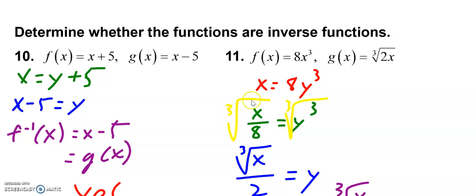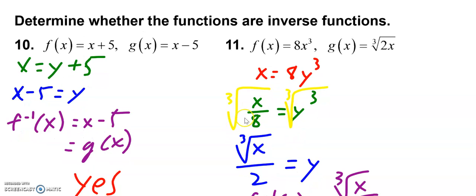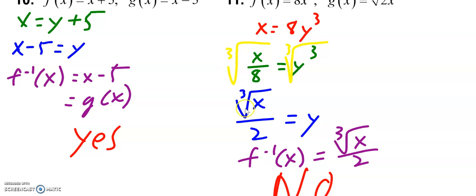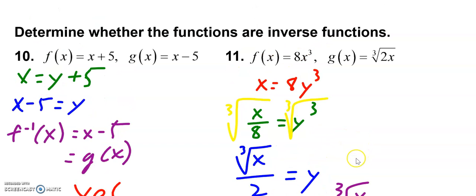How do I get rid of a cube? I do the cube root. And we have learned that if I have the cube or any root of a fraction, I can do the root of the numerator and denominator separately. Conveniently, the cube root of 8 is 2, so that's why there's no more root in the denominator, and there's only a cube root of x in the numerator. So the cube root of x over 2 equals y, therefore f inverse of x equals the cube root of x over 2. Is that the same as g of x?